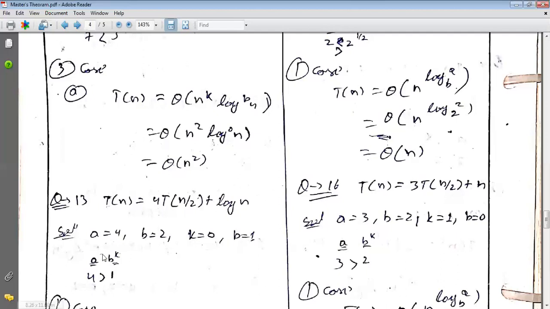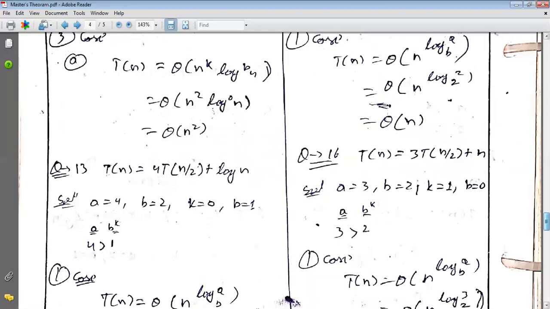Now the second step, compare the value of a and b to the power k. What is a? A is equal to 4. What is b to the power k? B is 2, and k is 0. So 2 to the power 0 is 1. So 4 is greater than 1. Answer is yes. So it comes under the condition, case number 1.